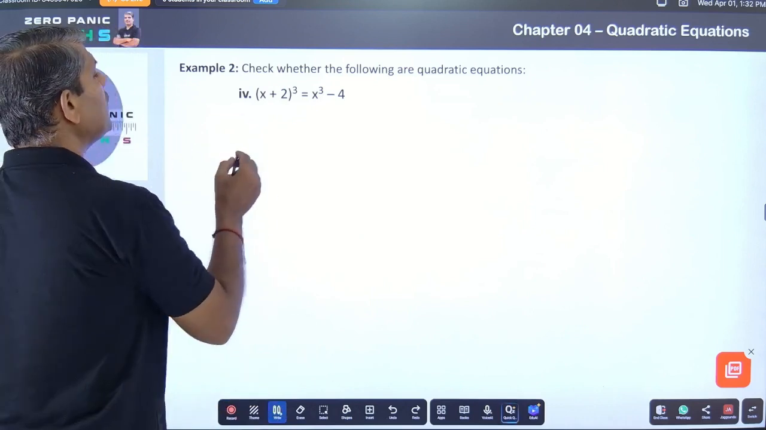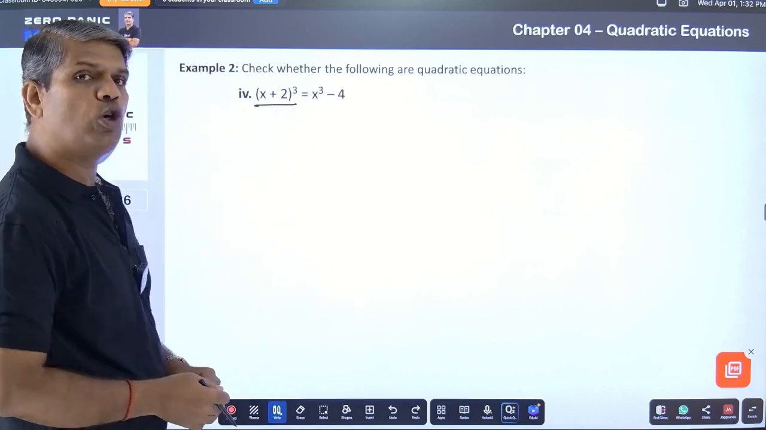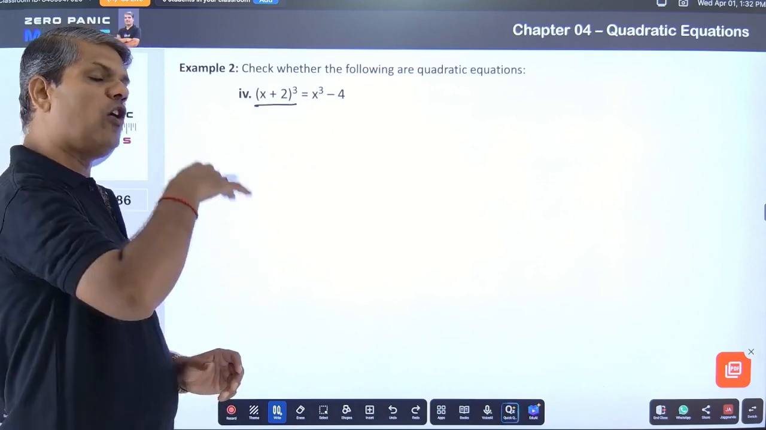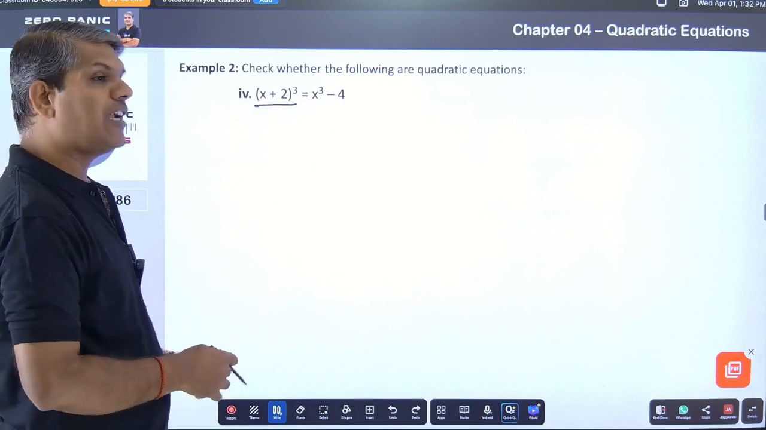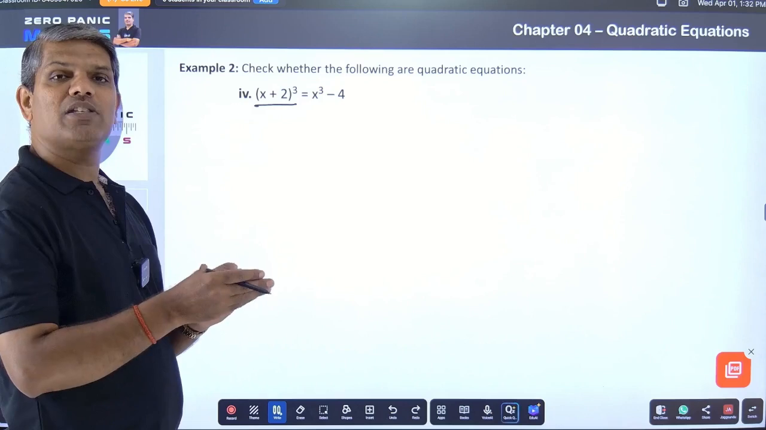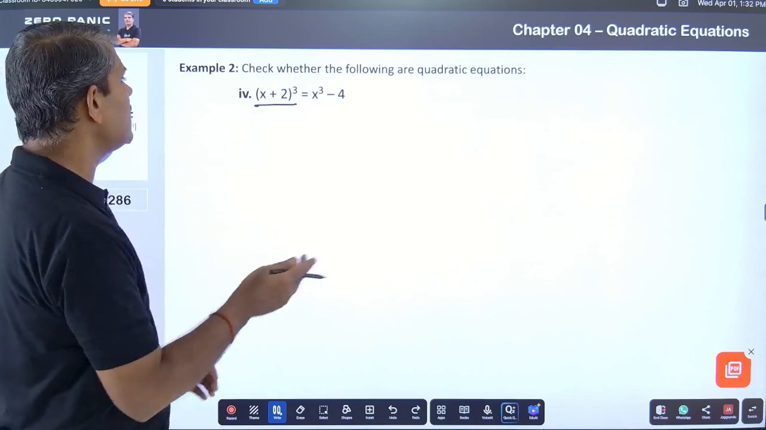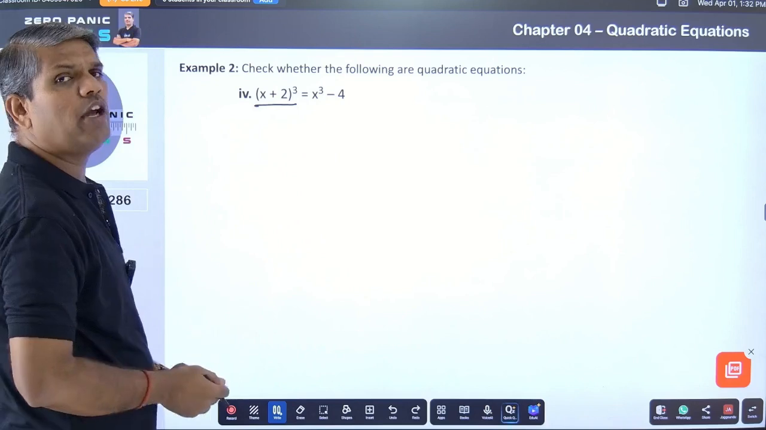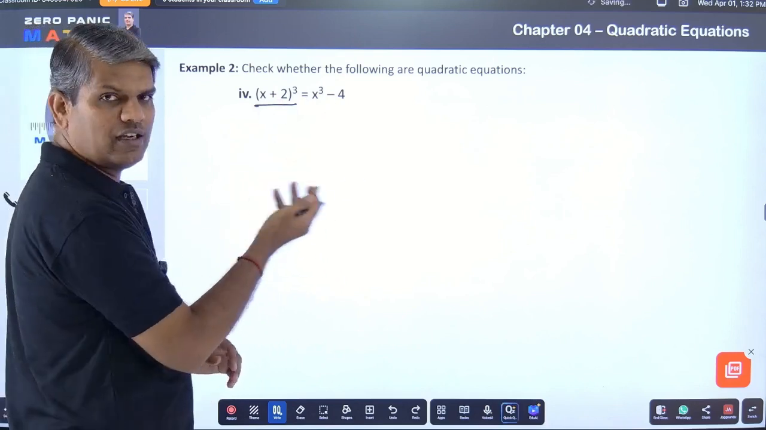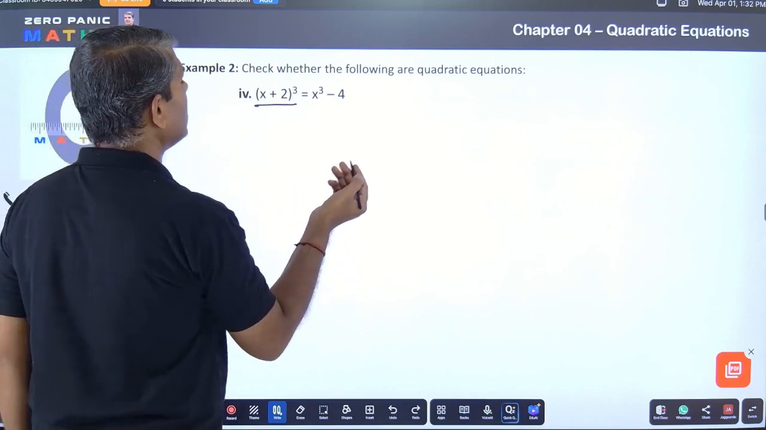Now before that, you should know what exactly is a plus b whole cube. There is an algebraic formula for that also, a plus b whole cube, that is a cube plus 3ab square plus 3a square b plus b cube. There is a formula, but we can do it in the usual way only, and then we will see whether it satisfies the condition of a standard quadratic equation.